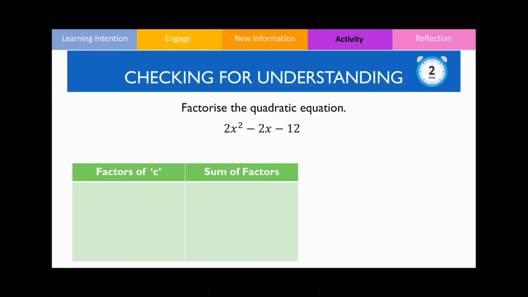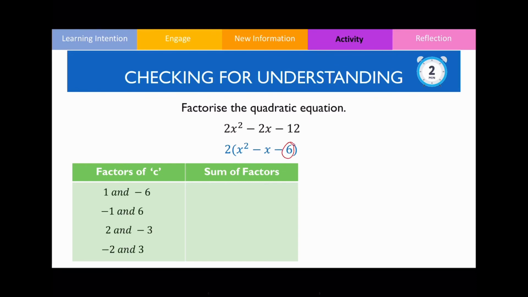So give yourself 2-3 minutes and then compare your answers with my answers. If you have done this successfully, what you should have done is taken 2 out, since this is the common factor here. Therefore, it's going to be 2 bracket x squared minus x minus 6. And therefore, find all the factors of negative 6.